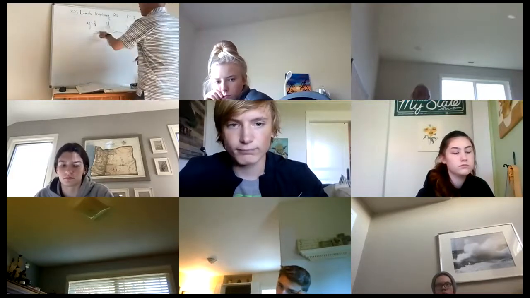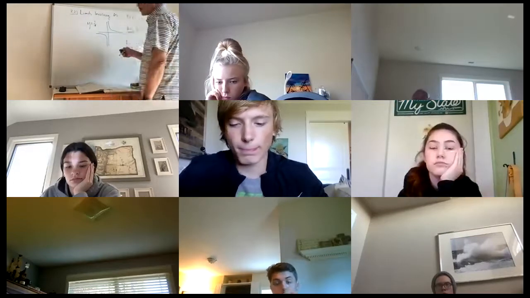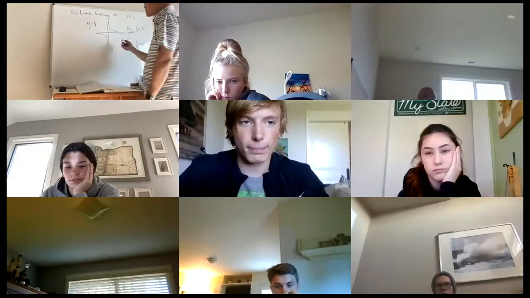As x approaches negative infinity, which would be that way, it's still 0, right? Because this guy tries to approach 0, but it never gets there. And we already know that these are called horizontal asymptotes, because it tries to get there but never gets there. It's an asymptote.